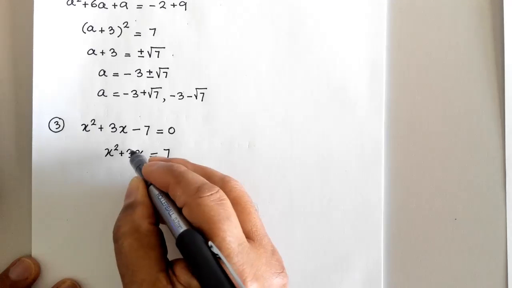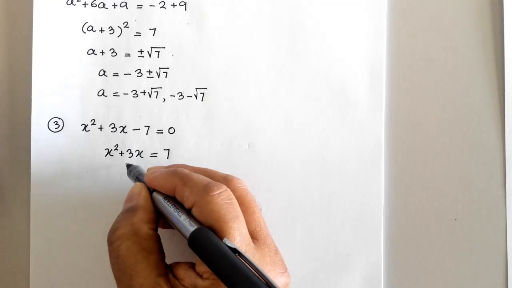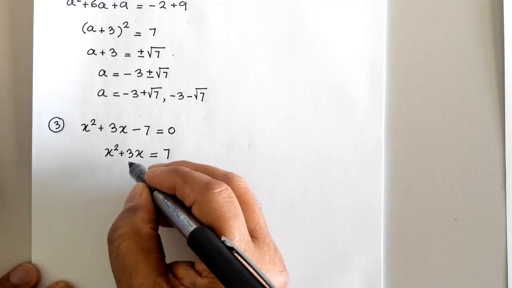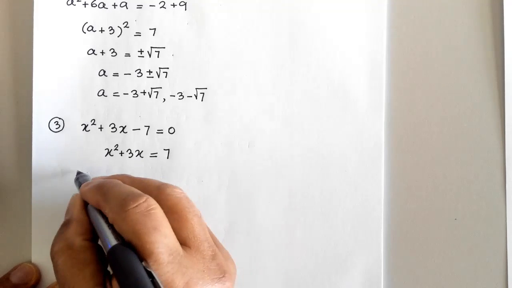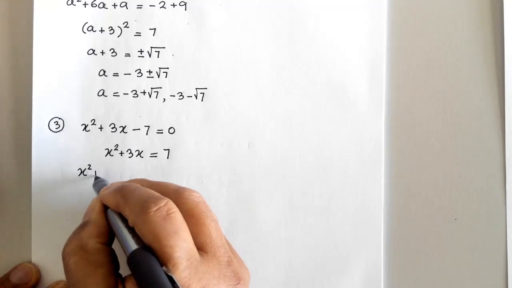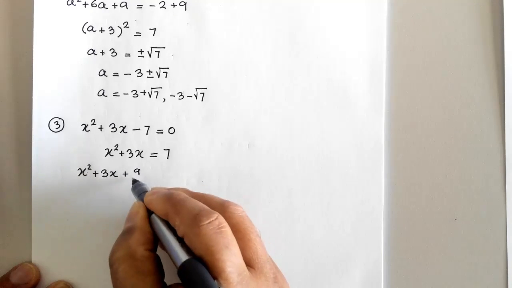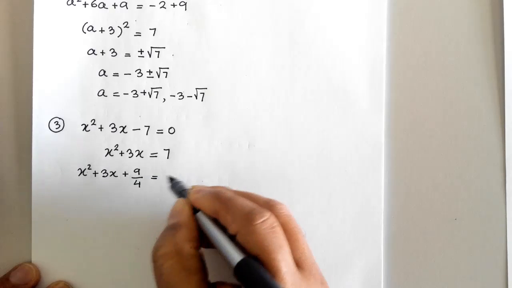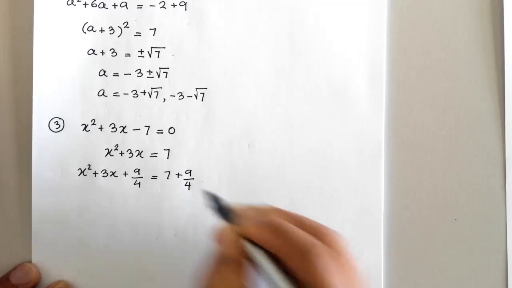So remember, we need to divide 3 by 2, and you just leave it like that. So 3 on 2, and then a square. So 3 on 2 squared is 9 over 4. So that is what we're going to be adding to both sides. 9 over 4 equals 7 plus 9 over 4.